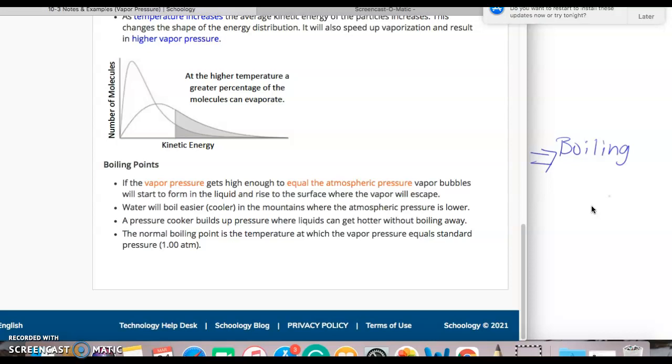So when we think about a pressure cooker, for example, a pressure cooker will actually build up pressure, which would be that vapor pressure, which means that the liquids inside are able to get hot enough, and they're not going to boil away because they are covered. And the normal boiling point is the temperature at which the vapor pressure equals standard pressure, or 1 atmosphere.